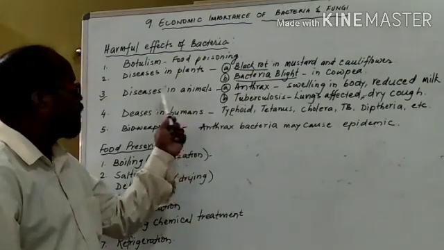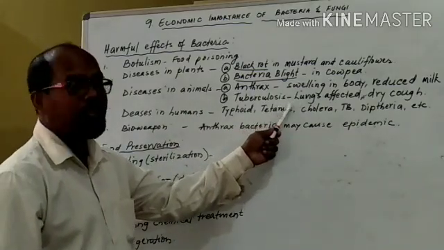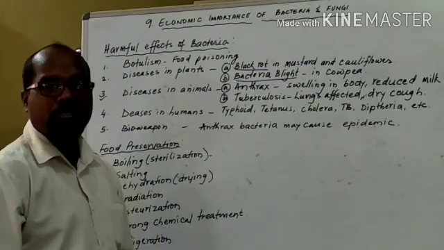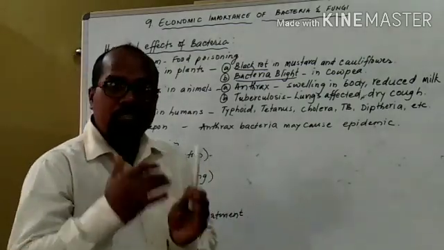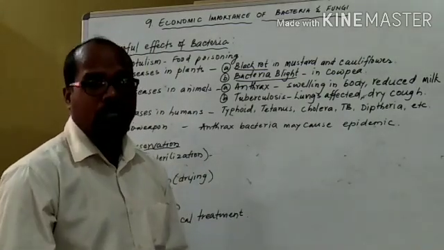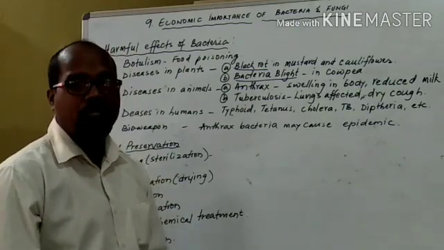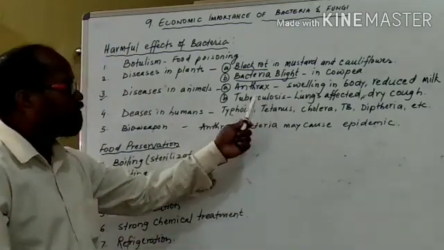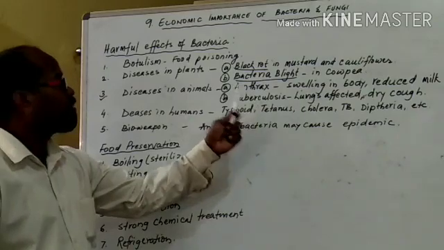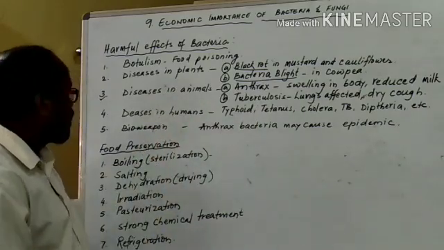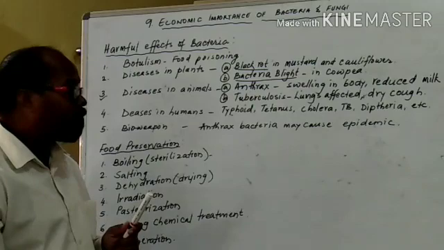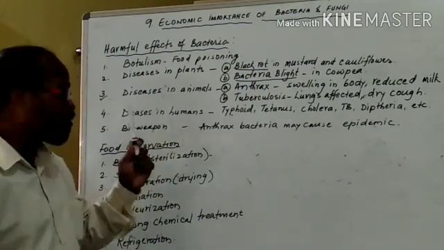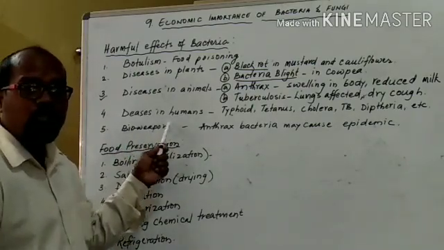The second one, tuberculosis in animals. The lungs are infected, they are affected, and the animals cough, and this cough is a dry cough. So that is because of tuberculosis in animals caused by, again, bacteria. Now there are diseases in plants and animals, and in human beings also. Fourth one, diseases in humans.